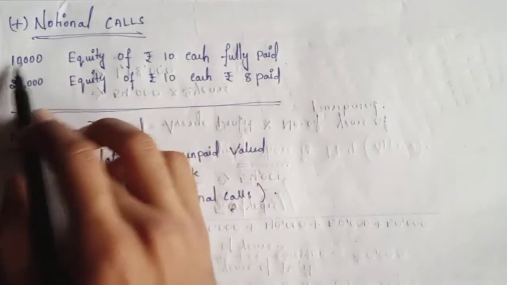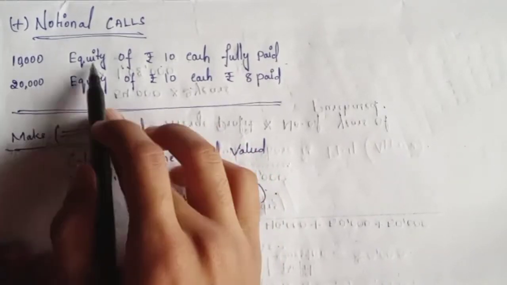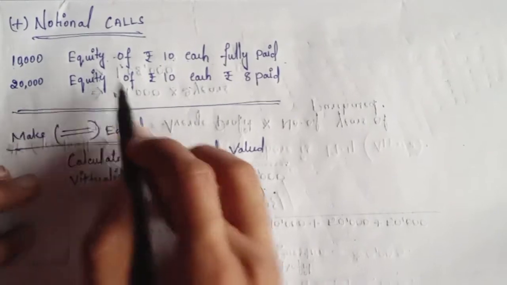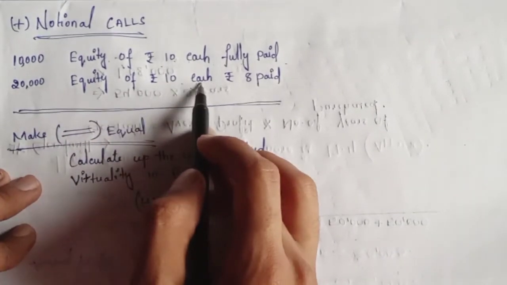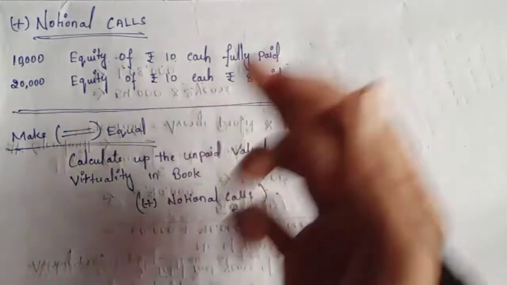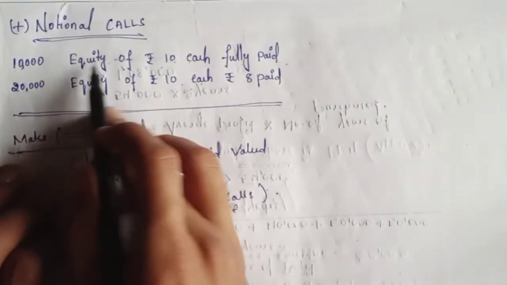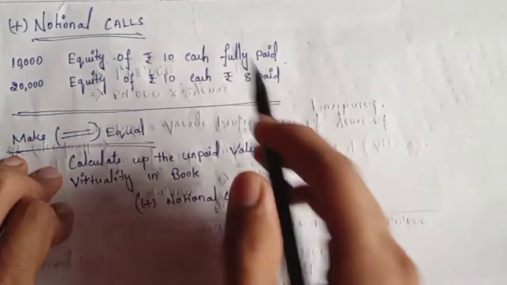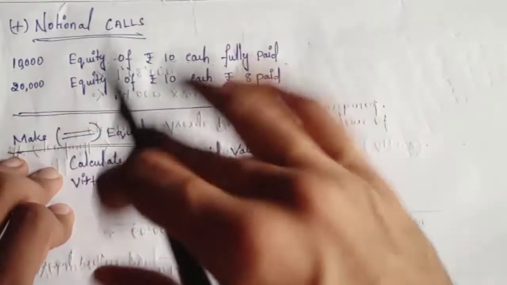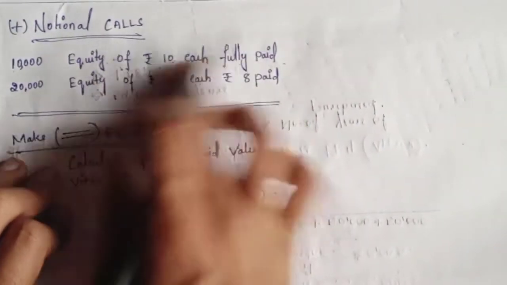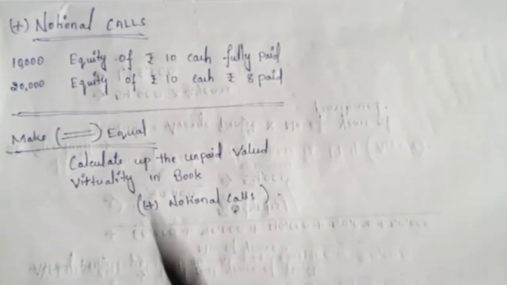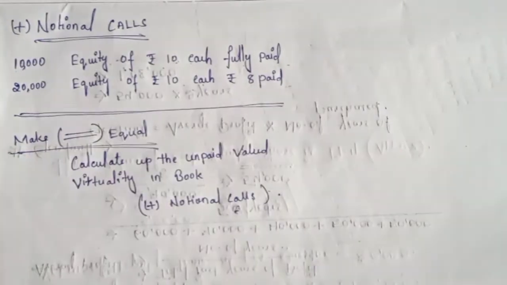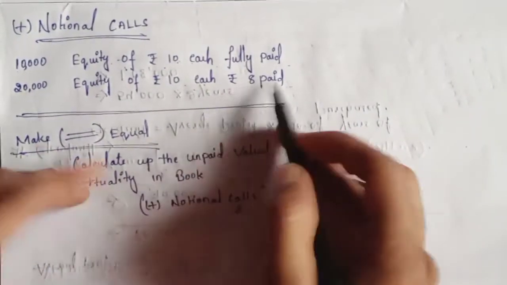Let's see 10,000 equity shares of rupees 10, and the second one is 20,000 equity shares of rupees 10 each, right? So here one difference is that in the first class, the equity shares of rupees 10 are fully paid up. That means the equity shareholders have paid the entire amount for this class, right? But here in the 20,000 equity shares, only rupees 8 is paid. So this is the partly paid up shares.